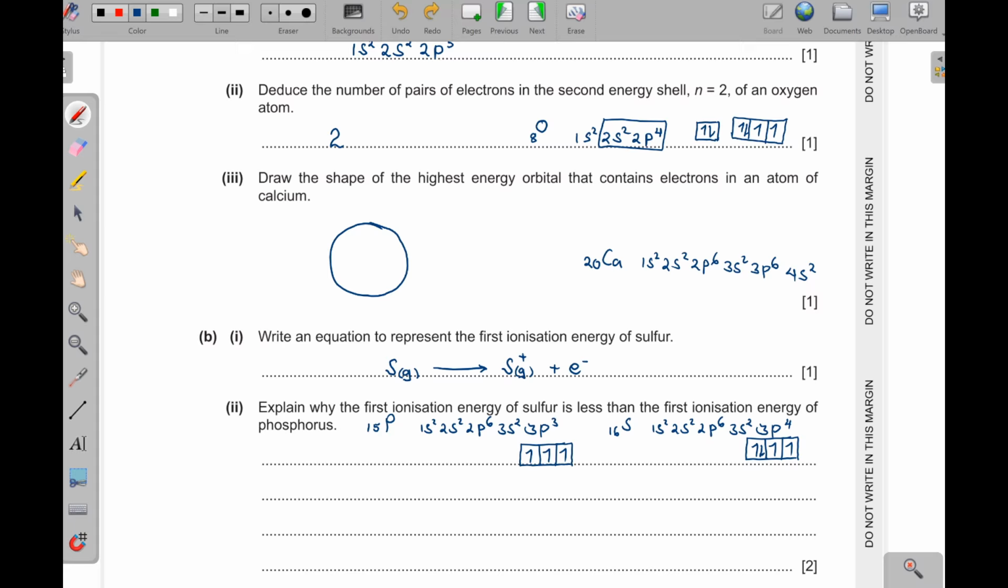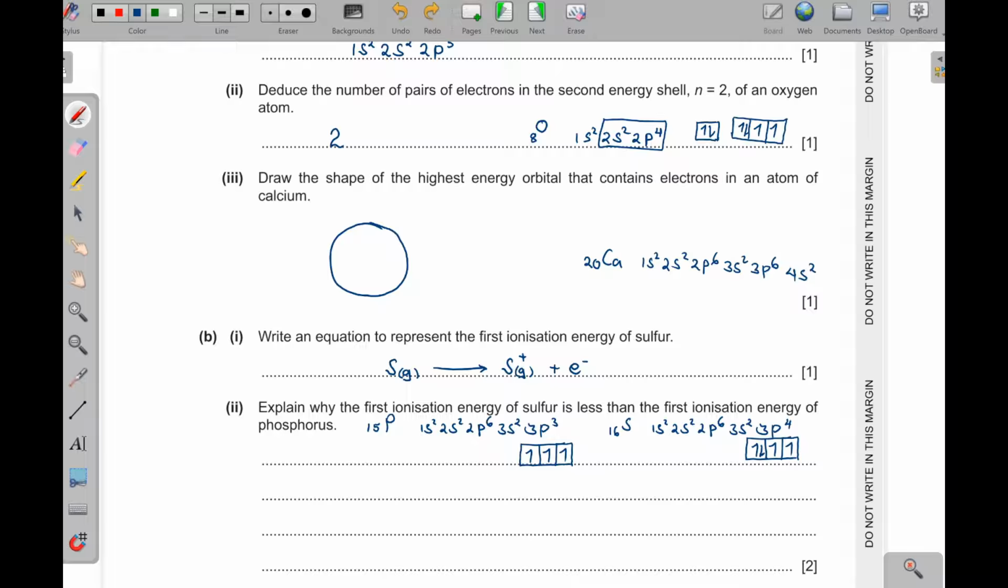So the fact that sulfur has gotten 1 more proton compared to phosphorus, that means its nuclear charge is greater than that one of what? Phosphorus. So you would expect the nuclear attraction for the electrons to be higher, meaning its first ionization energy is supposed to be higher than that of phosphorus.